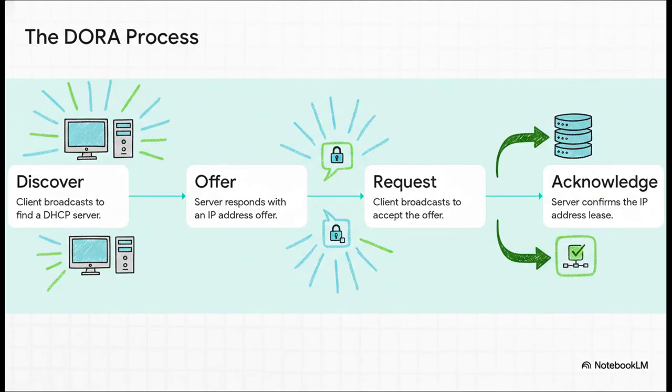This whole back and forth is known as the DORA process. D-O-R-A. First comes discover. Your computer shouts out to everyone, "Hey, is there a DHCP server around here?" Then comes the offer. A DHCP server pipes up and says, "Yep, I'm over here. How about you use this IP address?" After that, your computer sends out a request, basically telling everyone, "Awesome, I'll take the one that server offered me." And finally, the server gives the acknowledge, making it official. It's all yours, welcome to the network. And the craziest part? This entire conversation happens in less time than it takes to blink.